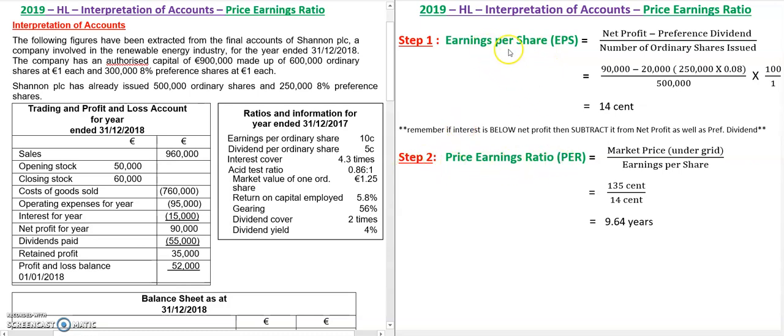So the earnings per share, the formula is net profit minus preference dividend over the number of ordinary shares issued. So the first thing we need to find is the net profit. So go to our trading profit and loss, and you can see our net profit here is €90,000.